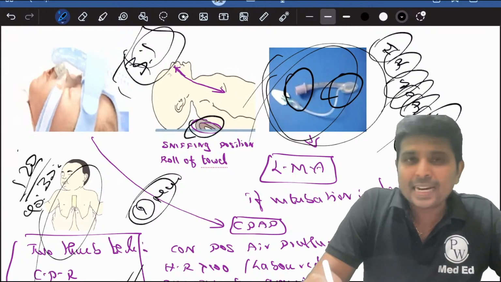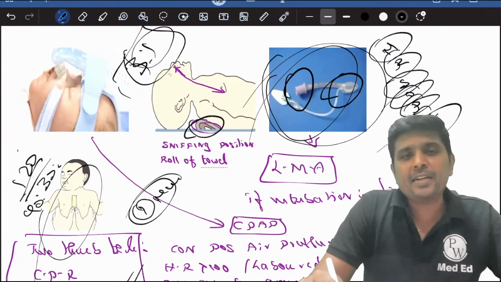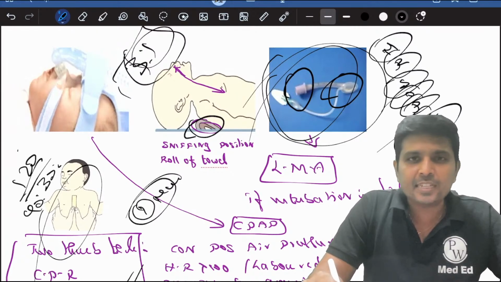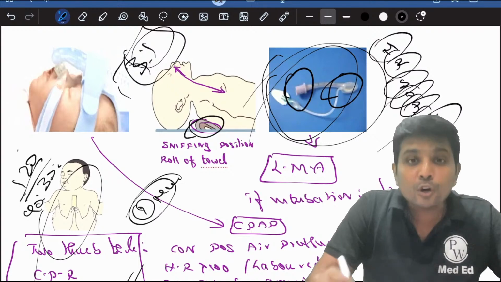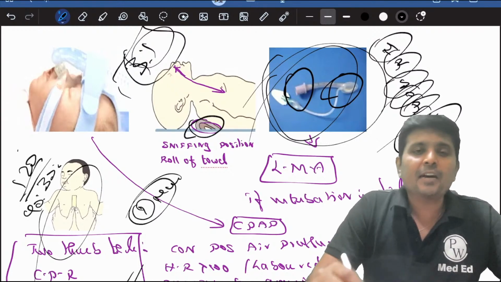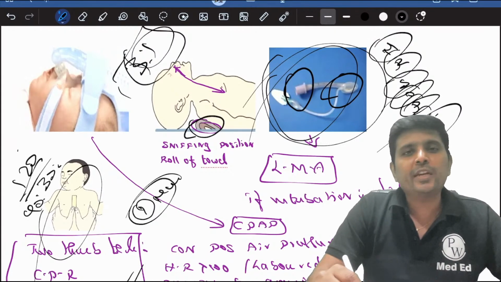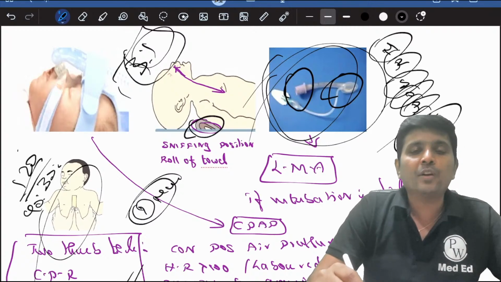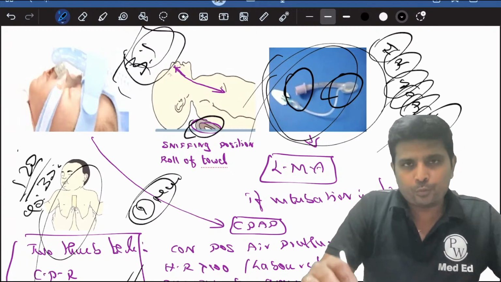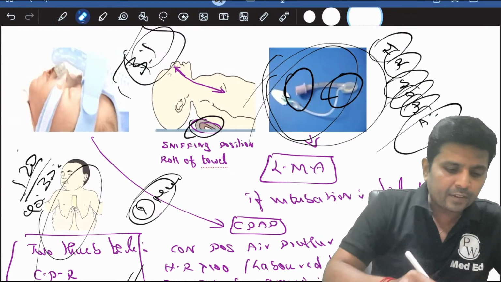If you can't get the umbilical vein but you have intubated the child, then you can give a single dose of endotracheal adrenaline, but here instead of 0.2 ml per kg you will give 0.5 ml per kg over the endotracheal tube. And finally, everything is over.